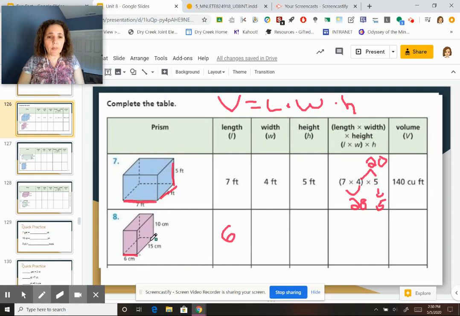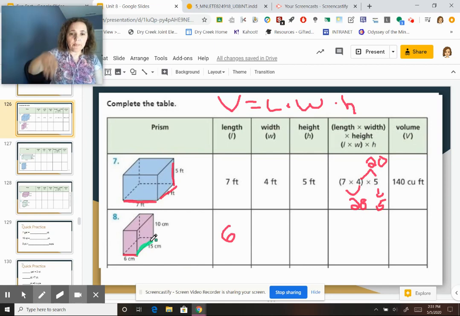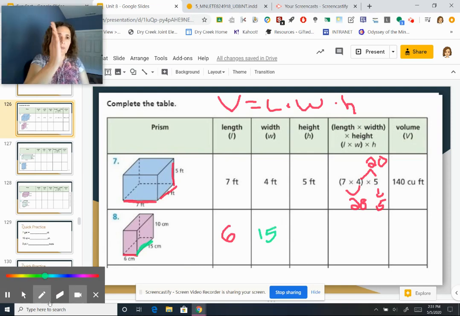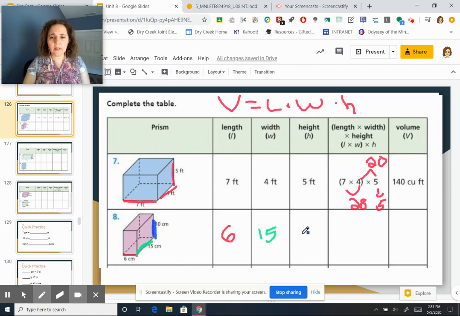My width, remember, is going in, how deep it is. And this one is 15 centimeters. I'm going to do 15 here. And then I'm going to do my height. So my height is going up and down, and I'm going to use a different color for that as well. And my height is 10.